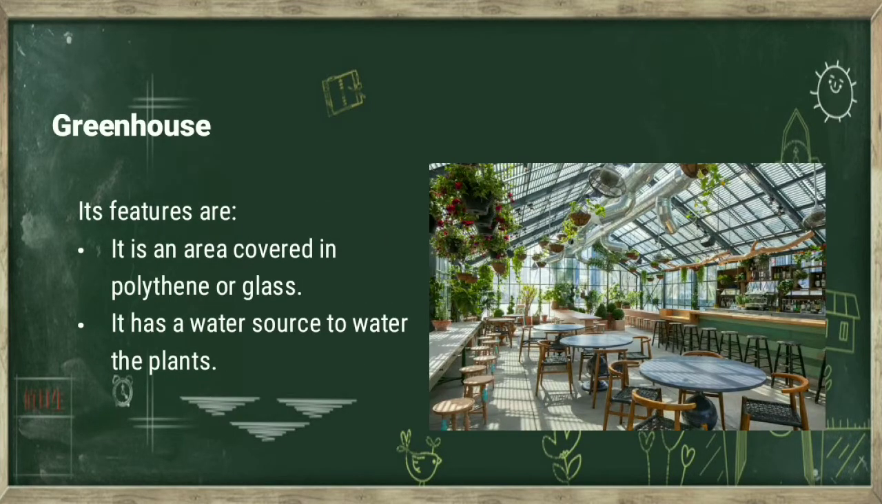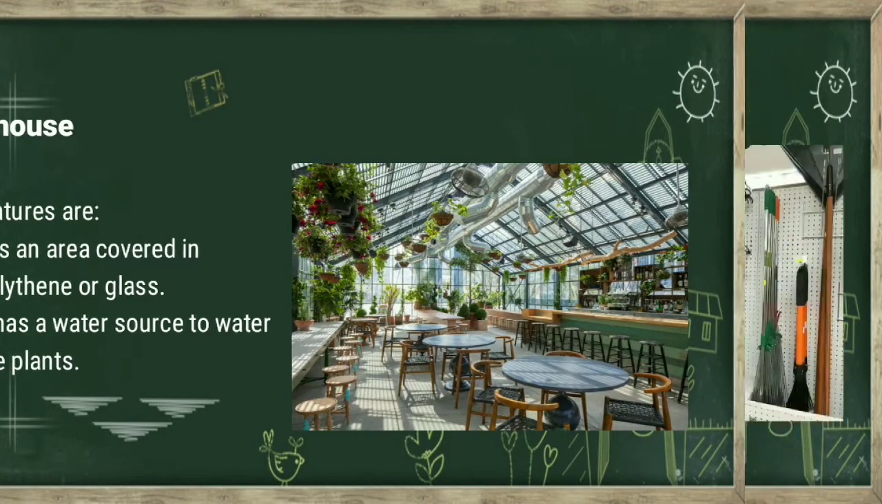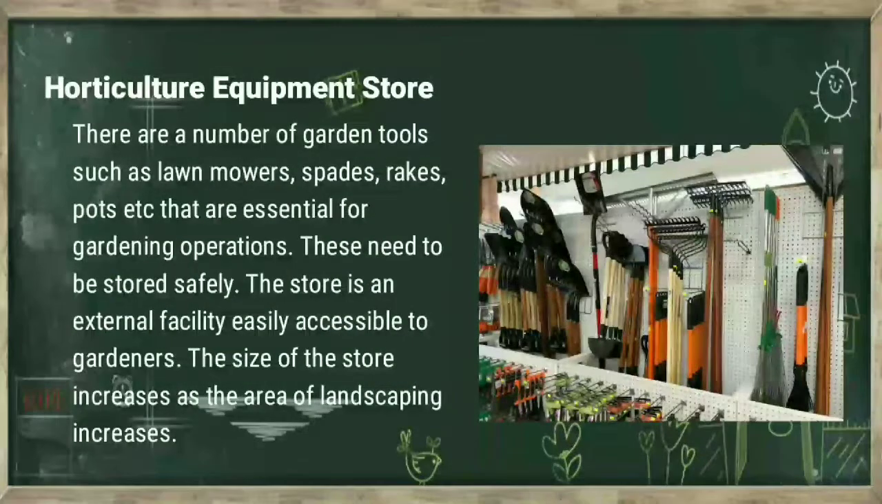Next is the greenhouse. It is a place or building with glass walls and a glass roof where you can grow plants such as tomatoes and tropical flowers. Its main features are: it is an area covered in polythene or glass, and it has a water source to water the plants.